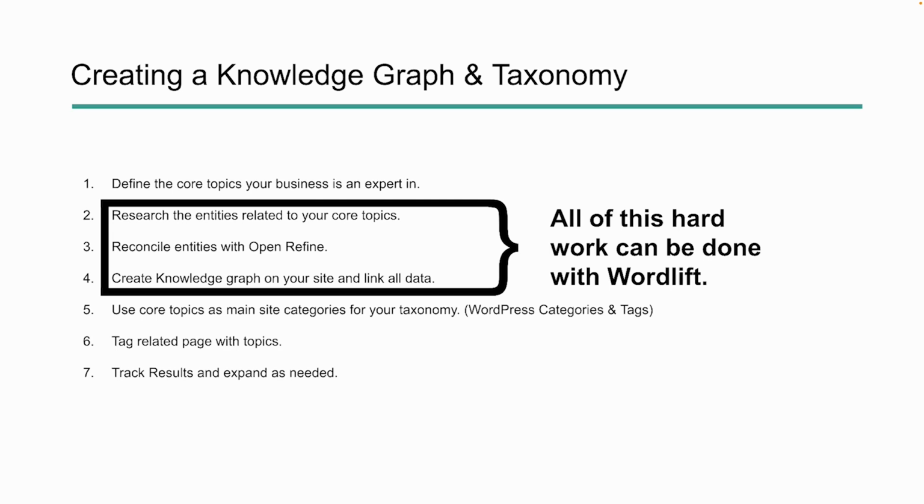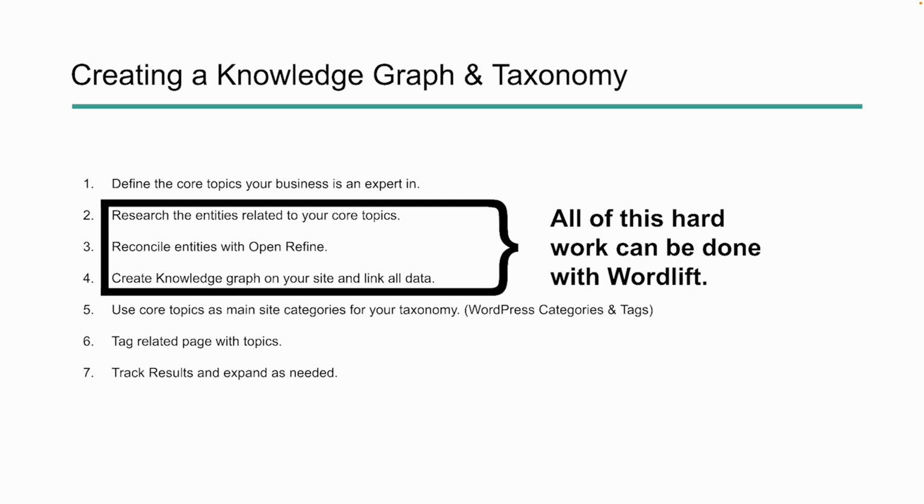First, we need to define the core topics that our business is an expert in. What are we known for? What do we do? Where is our expertise? Then we need to research the entities that are related to those core topics. We may have an entity that's related to multiple topics. We may have multiple entities within a topic. We need to do that research.